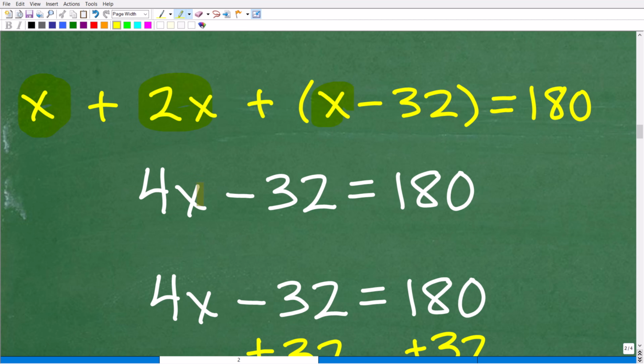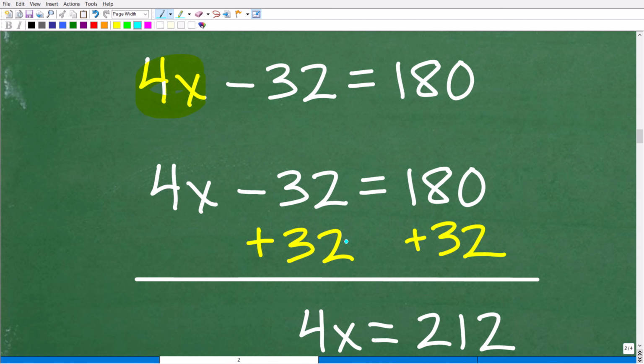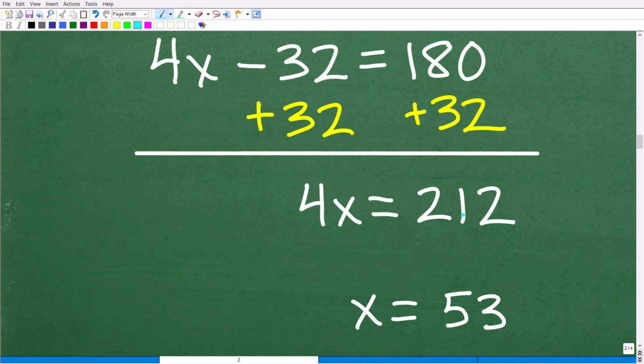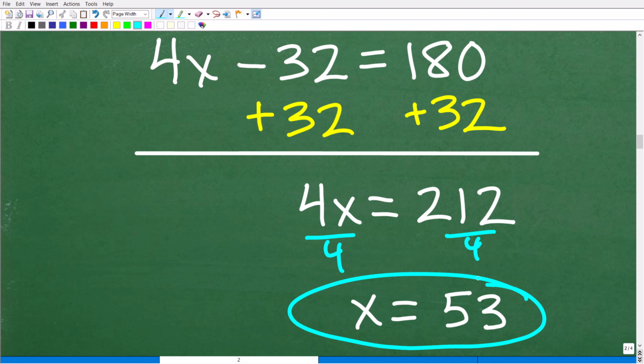So this is going to be 4x minus 32 is equal to 180. We have to add 32 to both sides of the equation, and we're going to end up with 4x is equal to 212. To solve for x, all I have to do is divide both sides of the equation by 4. So x is equal to 53 degrees, or 53. But we don't stop here. The question is, what are the angles of this triangle?